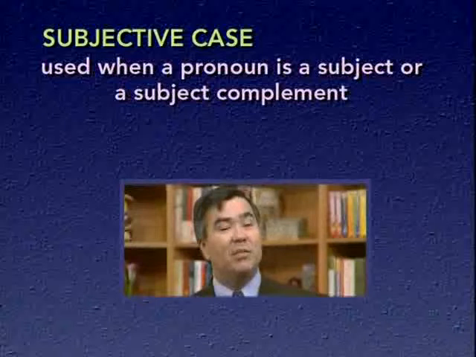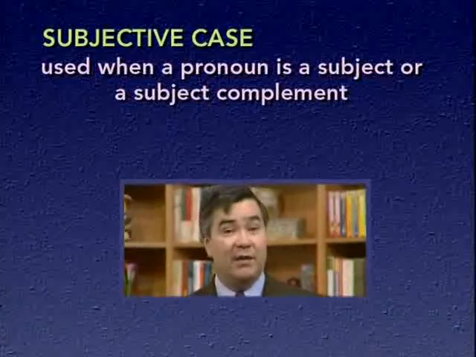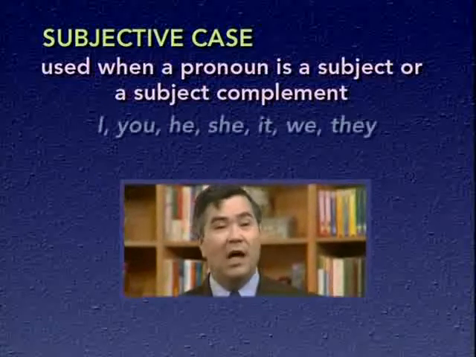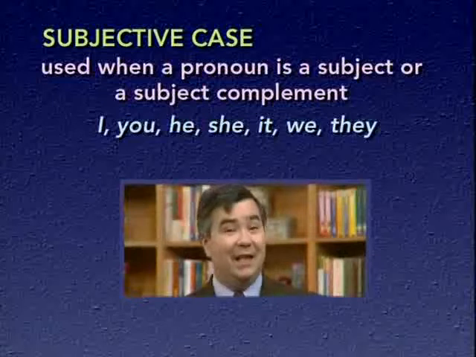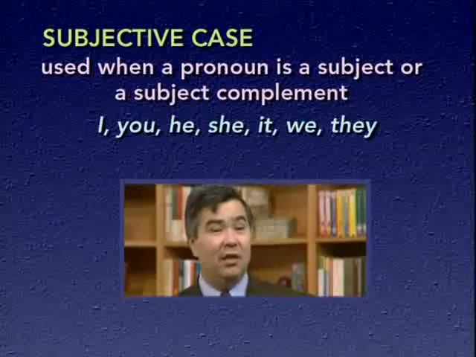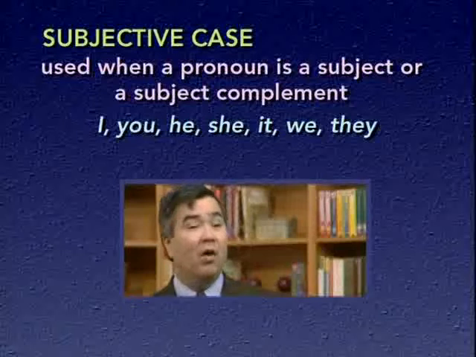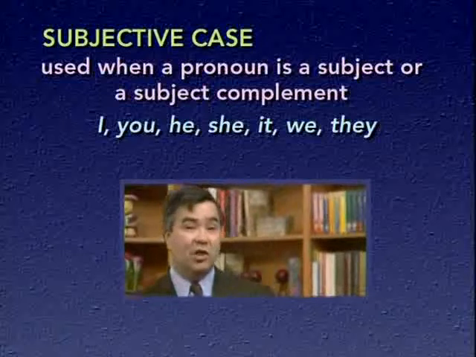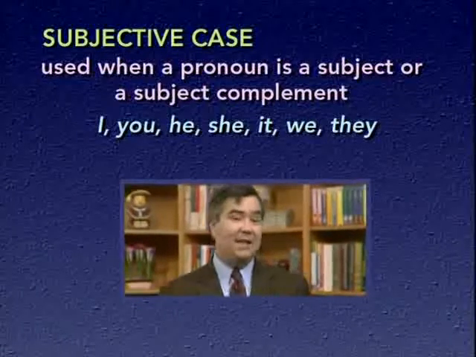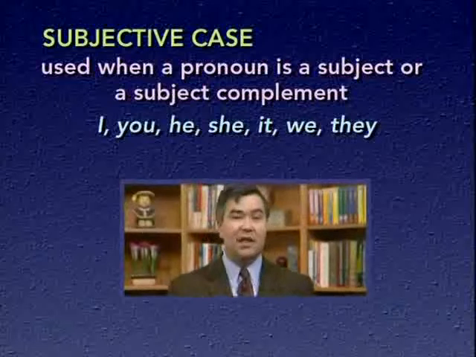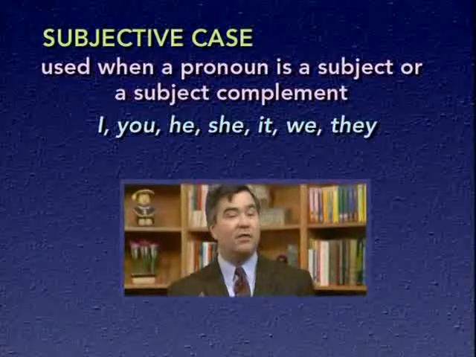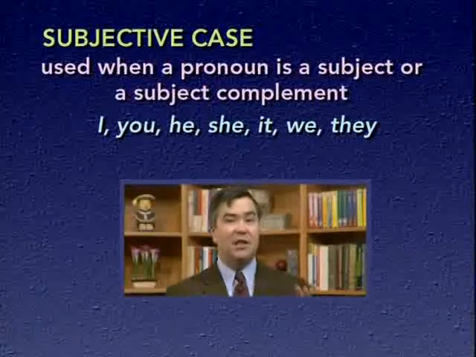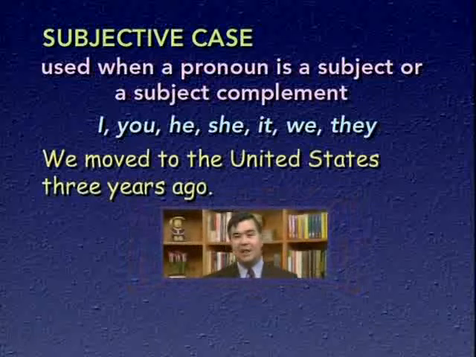Now, we've mentioned before a number of the typical personal pronouns that are used. The subjective case personal pronouns are as follows: I, you, he, she, it, we, and they. All of these pronouns are personal pronouns, and all are in the subjective case. So when a personal pronoun is being used as the subject of a verb or as a subject complement, one of the personal pronouns from the list I just gave you should be used, because these are all the subjective case pronouns. Take a look at this example.